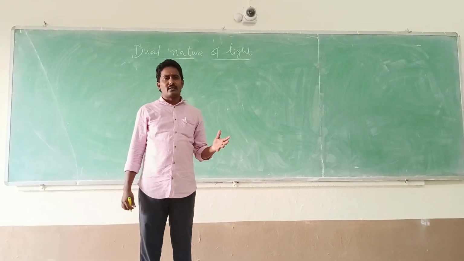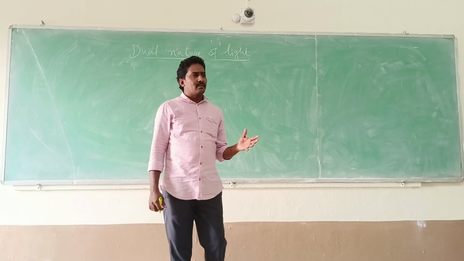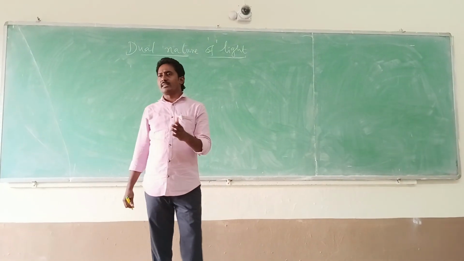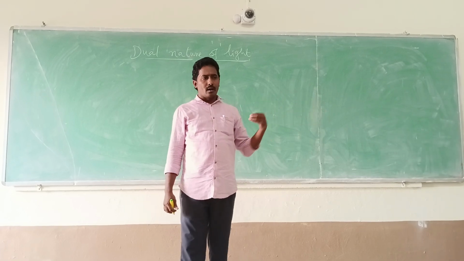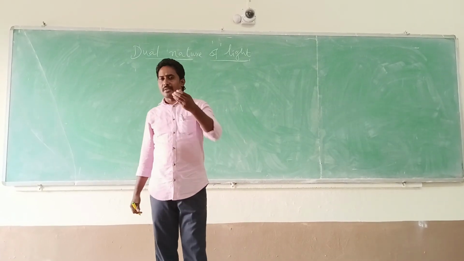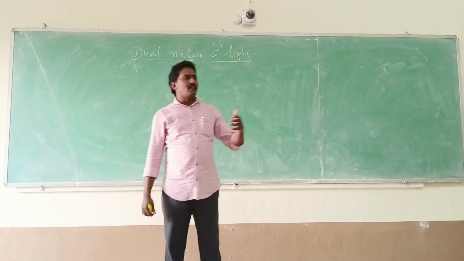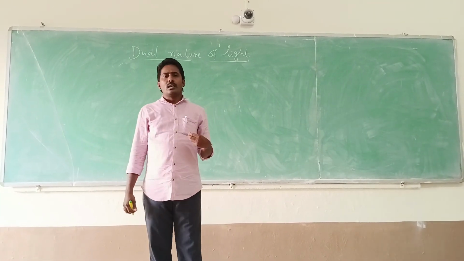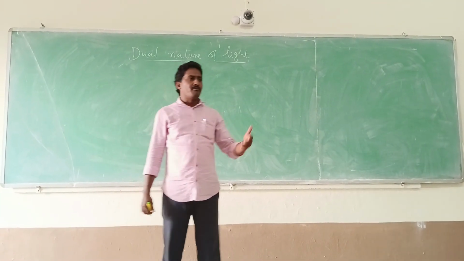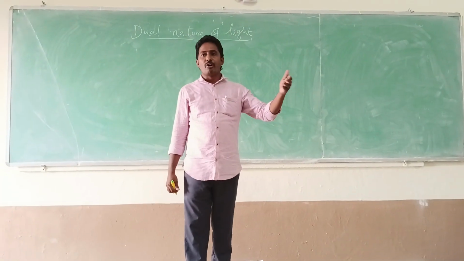A number of experiments reveal that light exhibits dual character in nature. It exhibits wave-like behavior and also particle-like behavior. In the absence of wave-like behavior, the light exhibits particle-like behavior. In the absence of particle nature, the light exhibits wave behavior.